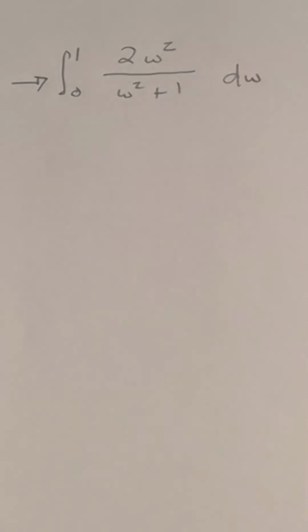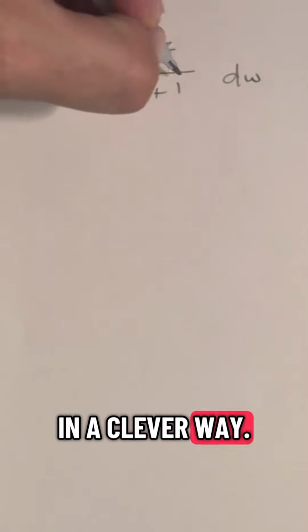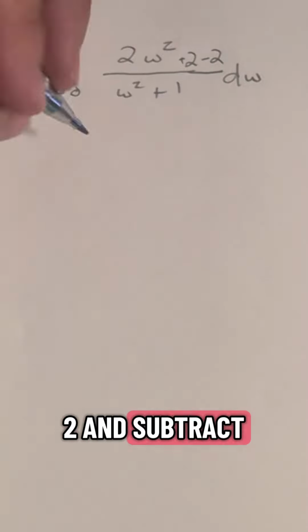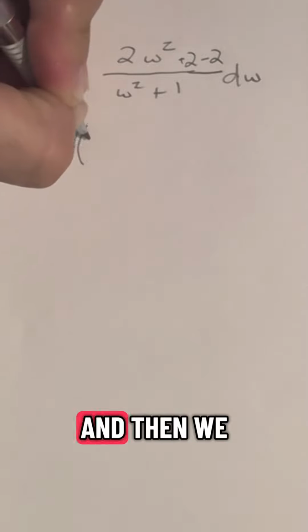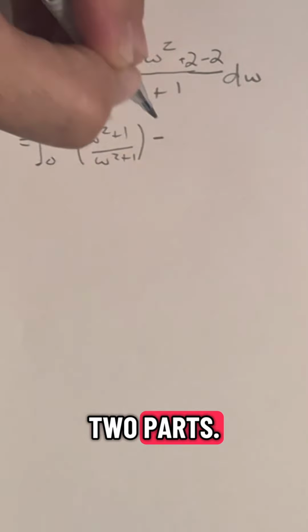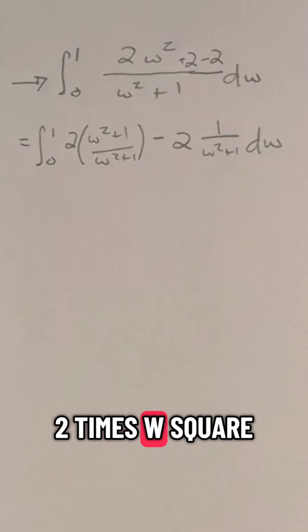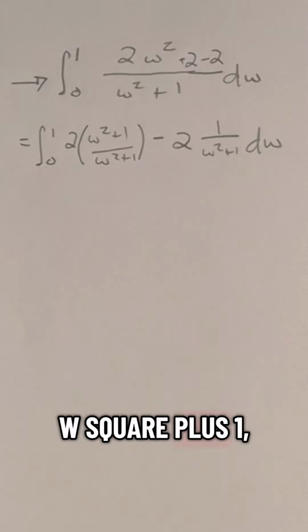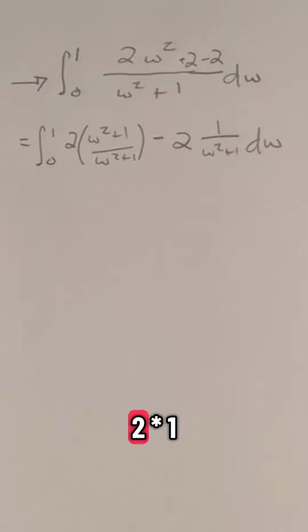So we've reduced this integral to the integral from 0 to 1 of 2w squared over w squared plus 1 dw. Now here I'm going to add 0 in a clever way. I'm going to add 2 and subtract 2 in the numerator, and then we can split up that fraction into two parts. We get the integral from 0 to 1 of 2 times w squared plus 1 over w squared plus 1, and then minus 2 times 1 over w squared plus 1 dw.